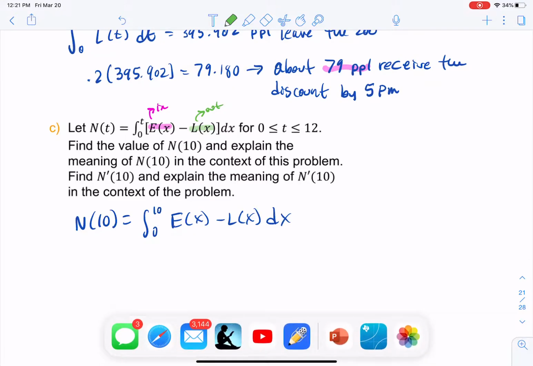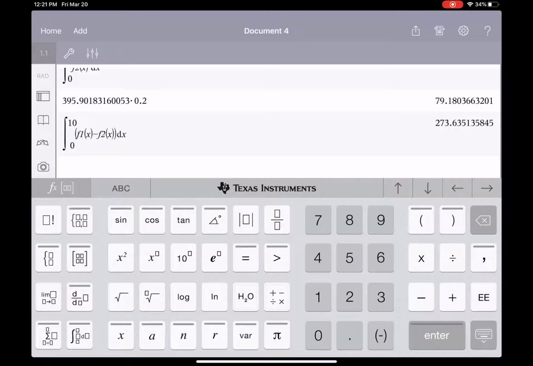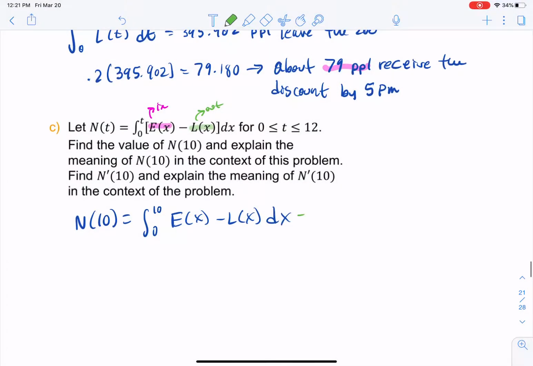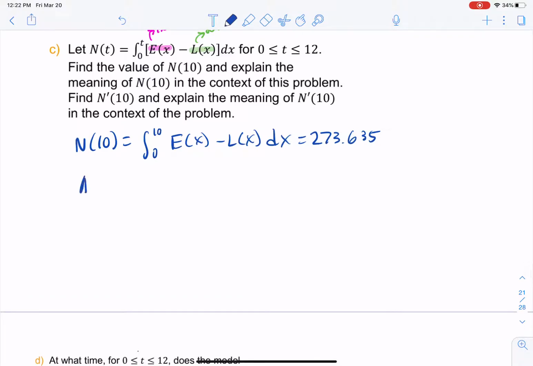Right, so now it's a calculator kind of question. And I can pull up a definite integral from 0 to 10. And inside here, we want an f of x, so I need to pull up the vars menu, f, put an x, minus, we want the sub 2 one, put an x, and then an x right here. And remember, we want an approximation here. So we've got 273.635.